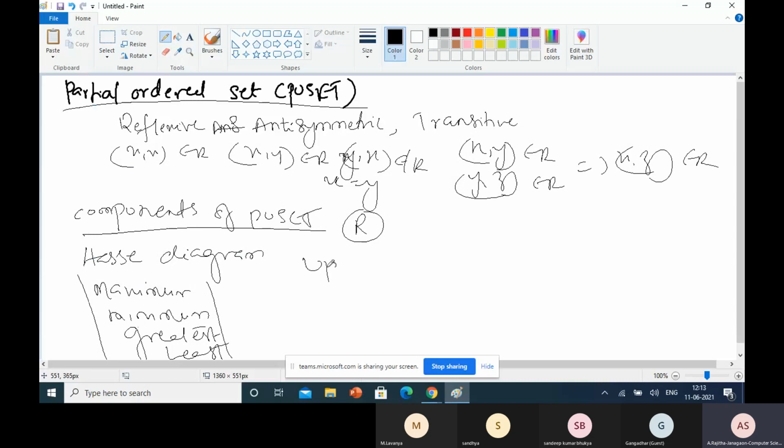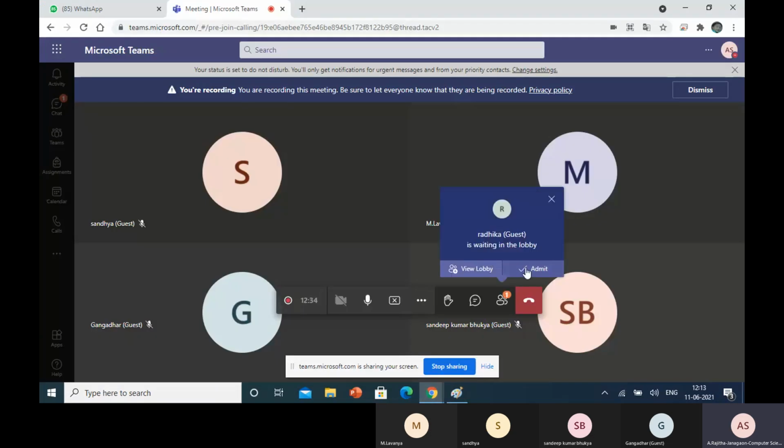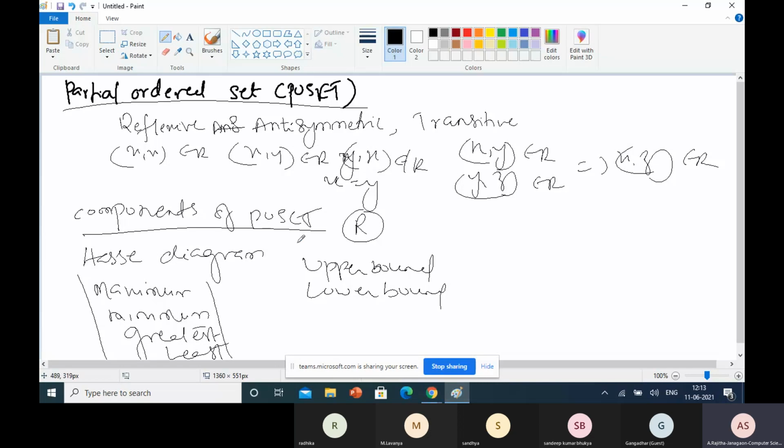Those are upper bound, lower bound, the next greatest lower bound, and least upper bound. So these four concepts are discussed in this class, and then next we will discuss one more concept, that is the lattice. What is a lattice? Okay.